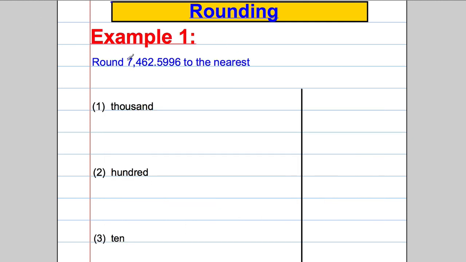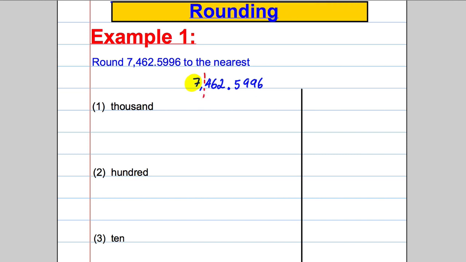Example 1, we're asked to round 7,462.5996 to the nearest following things. I'm going to show you two ways to do these questions. You decide which one you prefer. Okay, so we're rounding to the nearest thousand. Write down the number you're asked to round, 7,462.5996. Then we identify the thousands column, which is the digit 7, and we draw a line after it.